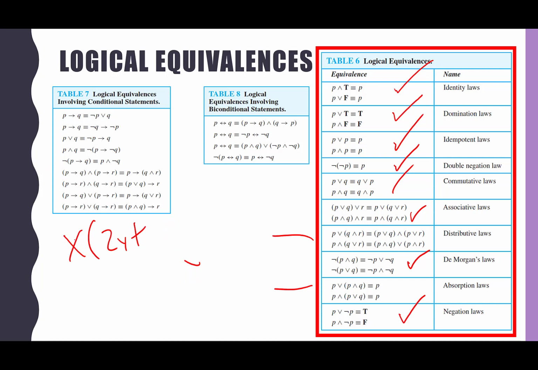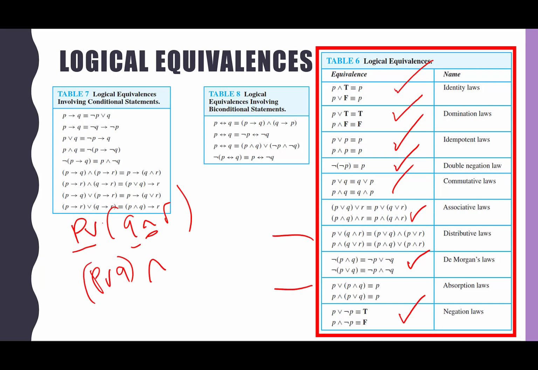It works the same way here. It's a little harder to see, but it's not that big of a deal. So if we take this first example here, we're looking at P or Q and R, right? So if I just distribute it in, I can actually say this or this, right? And this or this.